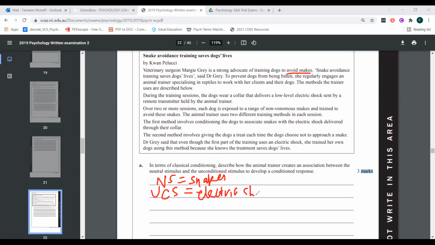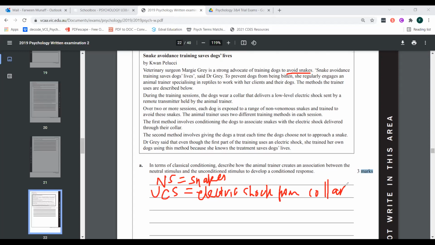Electric shock from the collar. From the collar. Okay, so that's basically the NS and the UCS. So if you describe this part here, you automatically should be able to get 1 mark there, just for stating it or just for describing it like that.